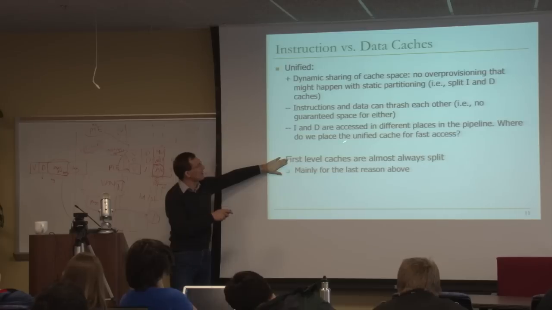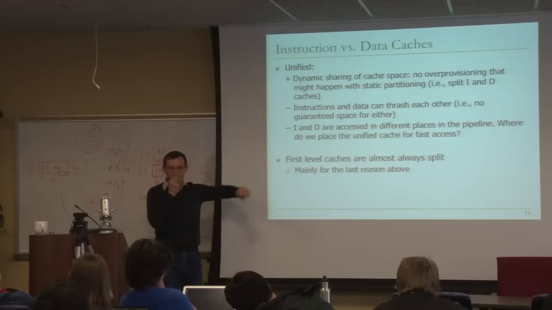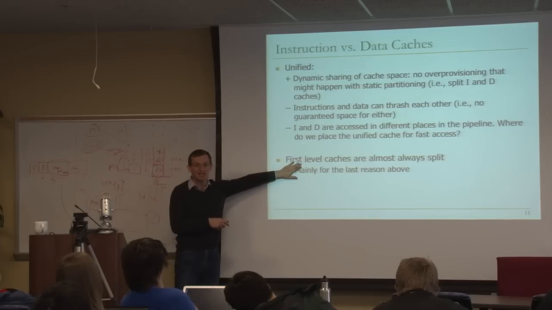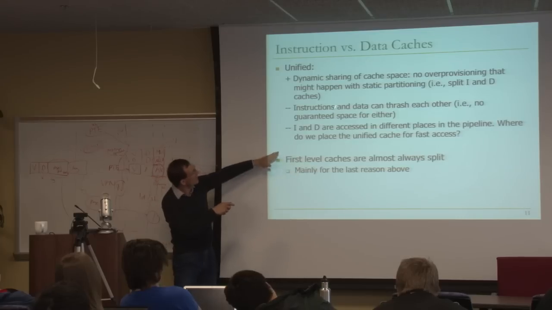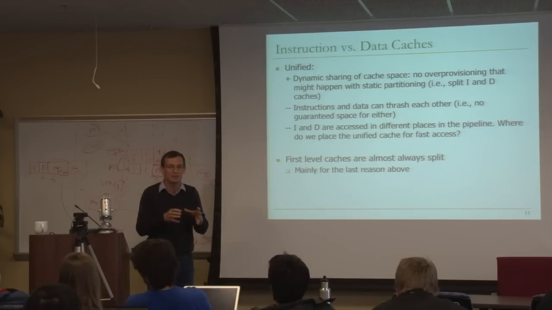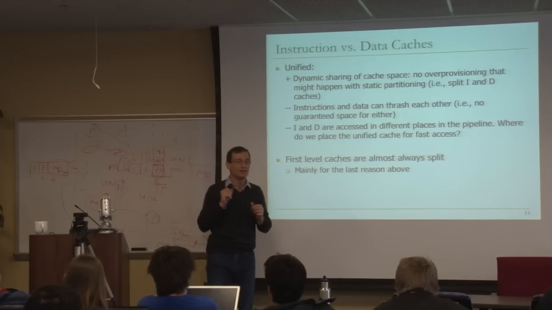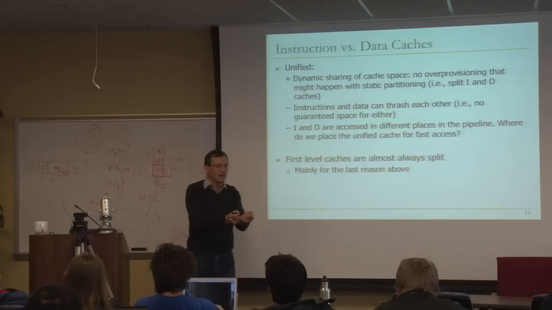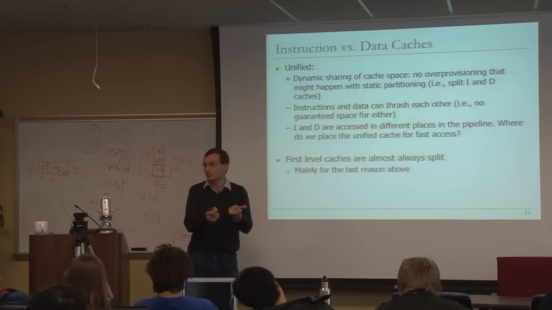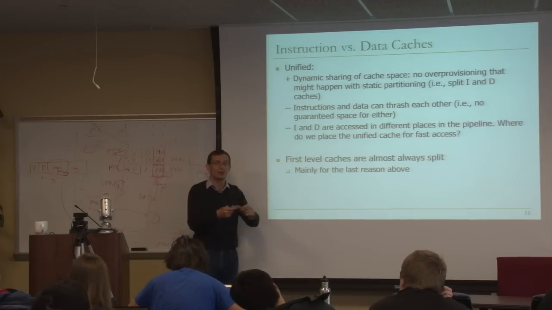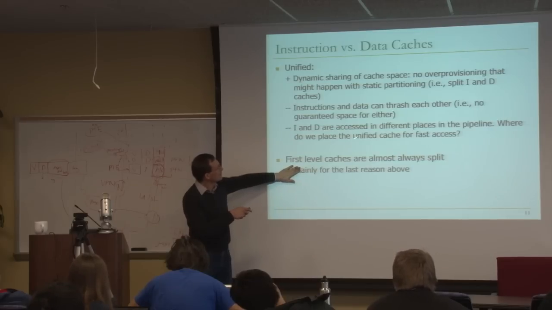So because of this reason mainly, first-level caches are almost always split. You don't see unified instruction and data first-level caches. You usually see an L1I cache and an L1D cache, mainly for the last reason above, but also for other reasons. Remember, first-level caches are really tightly integrated with the pipeline. You want to get the instructions or data very quickly. And if you put the unified cache far away from the fetch stage, first of all, it takes longer to access. And if you're accessing it together with the data cache, now you need multiple ports. Now you need to have a mechanism for handling conflicts between instructions and data if you don't have multiple ports. So mainly for this reason.